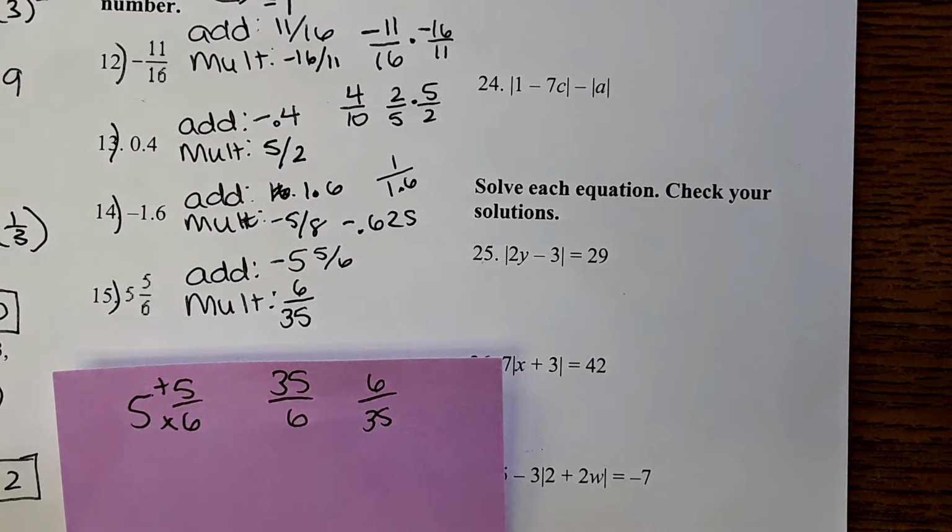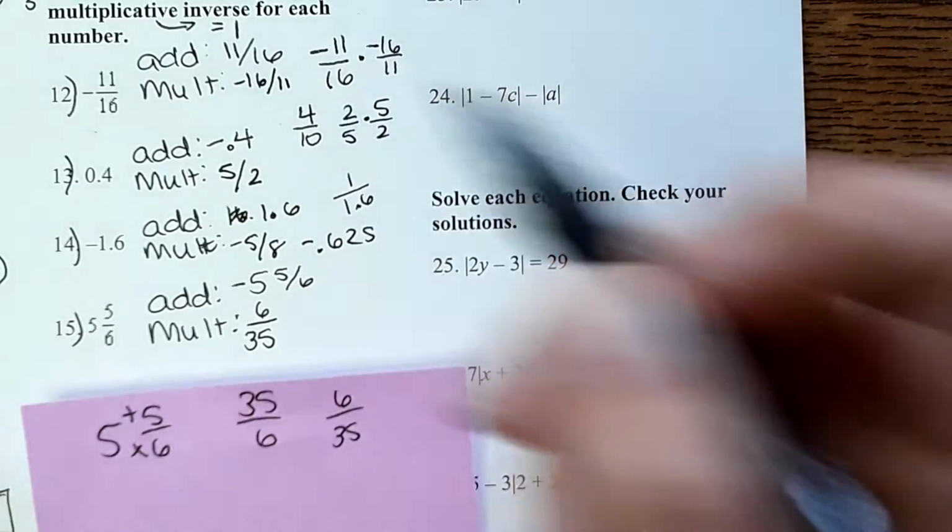So why was the first one negative? Because the starting thing was negative? This here, yeah, because you needed a positive one. Got it.